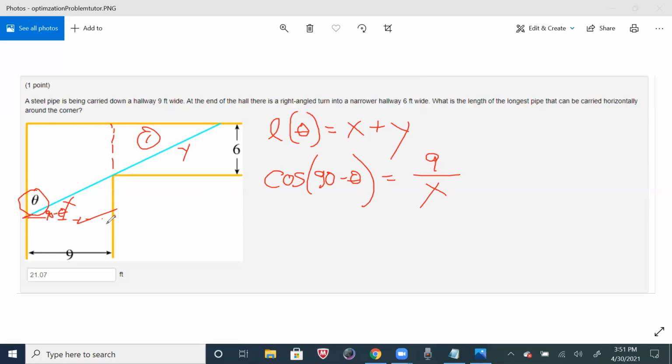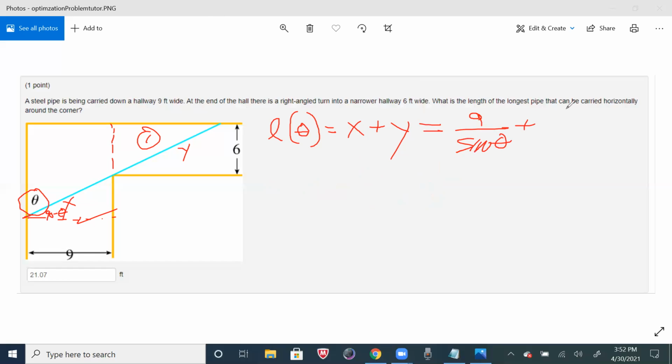Right. And let me continue on here, because that was where we have L of theta equals X plus Y. They have another equal sign to that. Continuing on the same function, it is 9 over sine theta plus 6 over cosine theta. Okay. I think I can figure out where they get that. If X is this part, then it's 9.